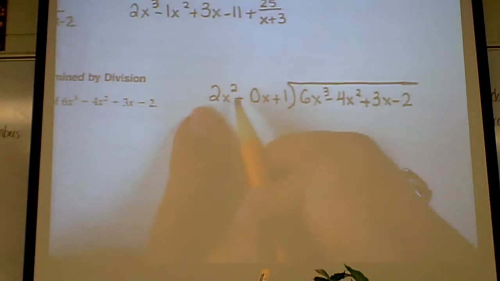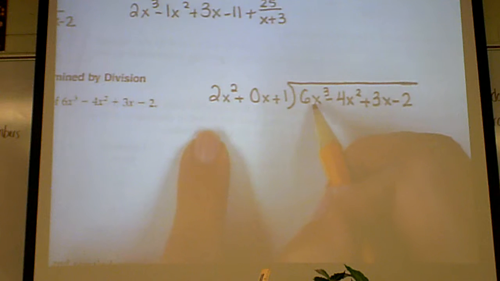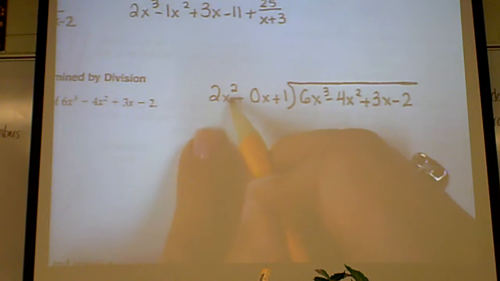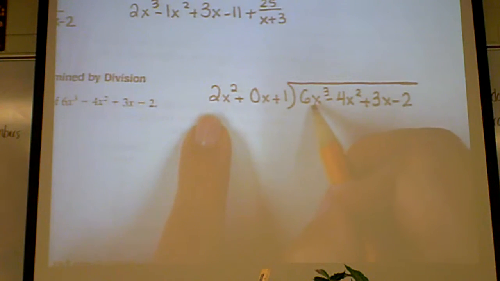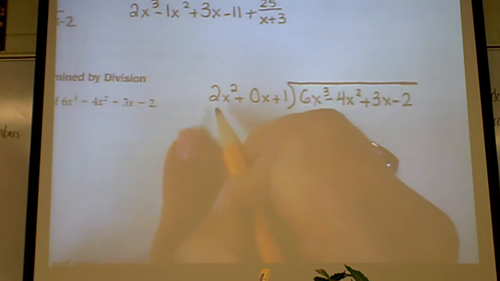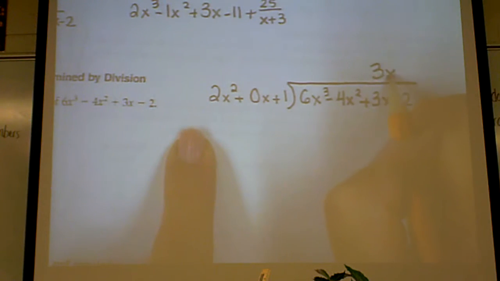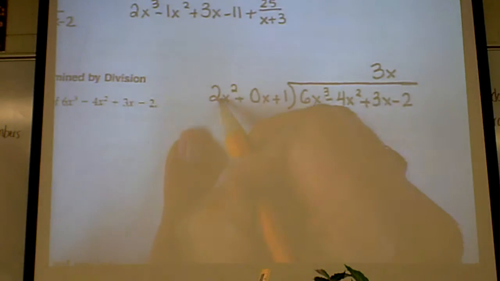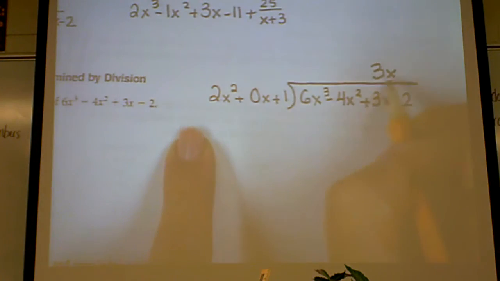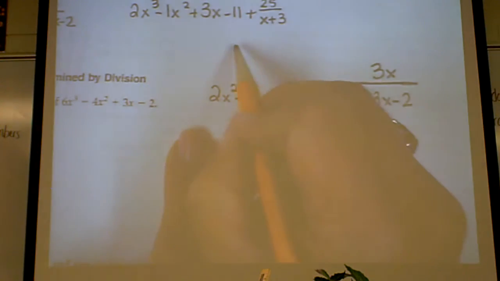Your goal is to get something times 2x squared that's going to give you 6x cubed. So what do we need? We need a 3 and we need an x. Where would I put 3x? I'm going to put it right here, lined up with my degree under the dividend. Now you multiply it to all 3 of these. So it's the distributive property.